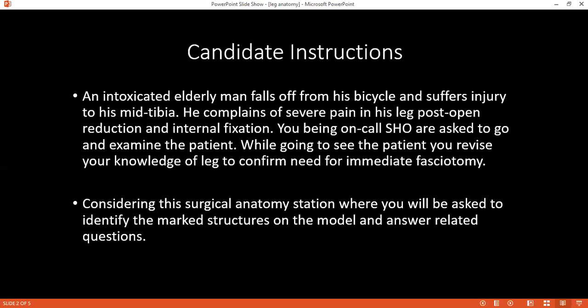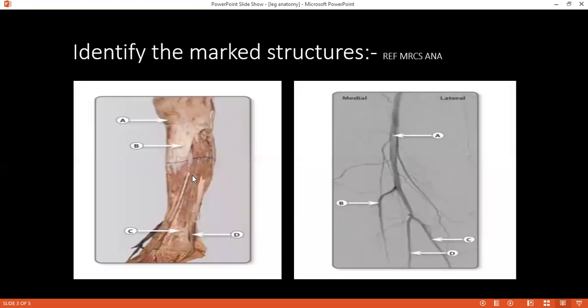If you have read and understood, considering this surgical anatomy station, kindly tell me if you can identify the structures on the left-hand side from A to D. From A. Which side of the leg are you looking at? Ma'am, this is the left leg, and I'm looking at the anterior side. The lateral side, looks like it. Anterolateral. A and B are marked on the anterior side. Okay, what is A, please?